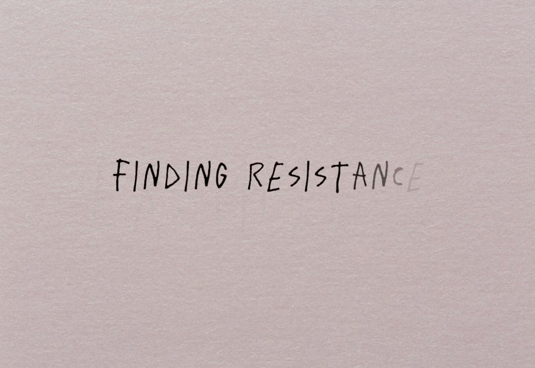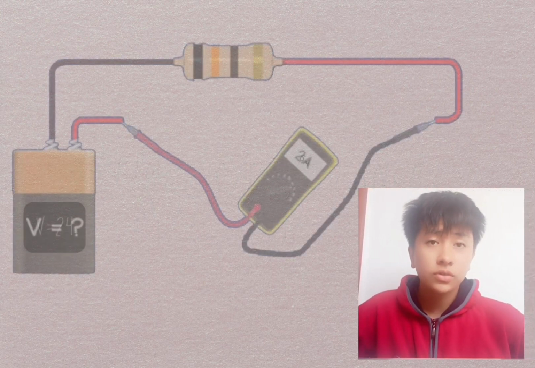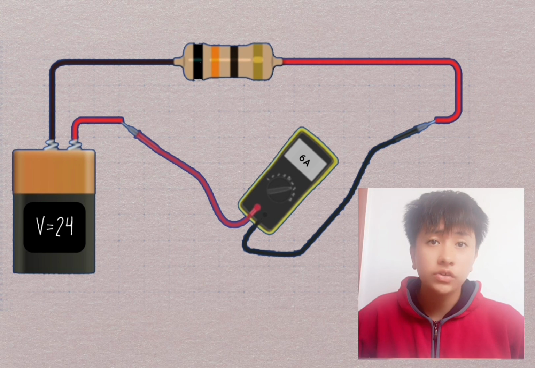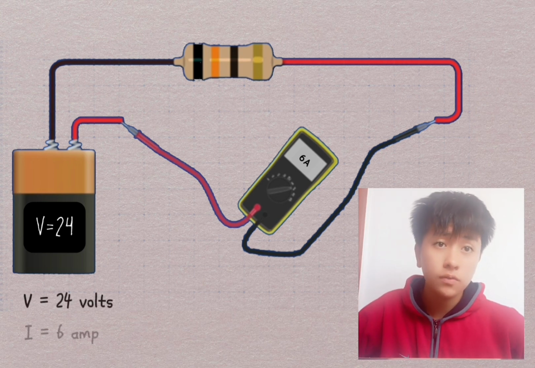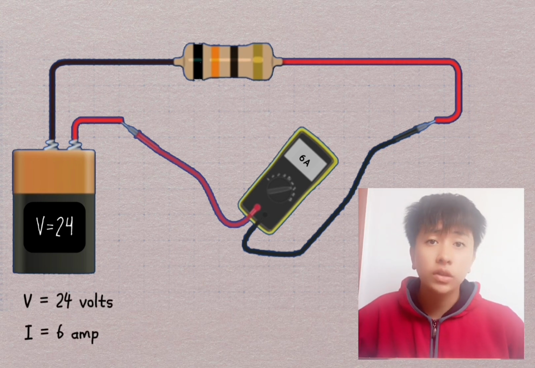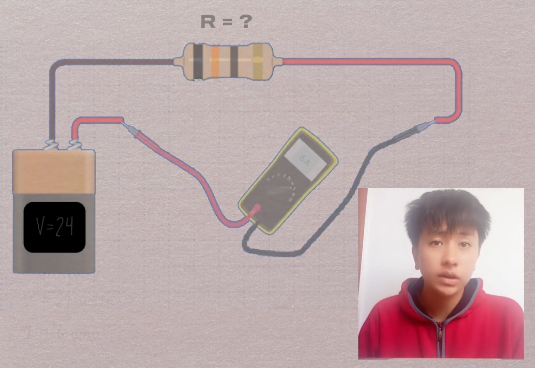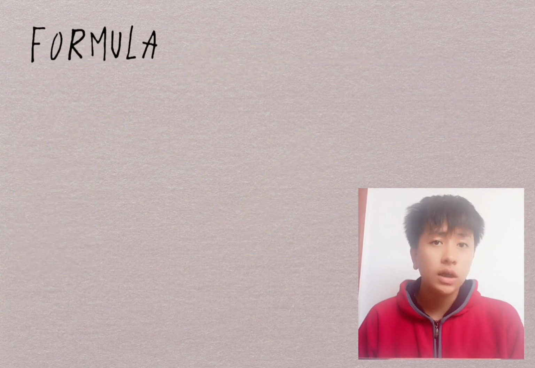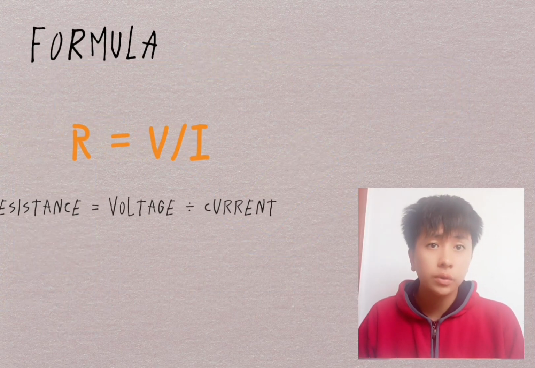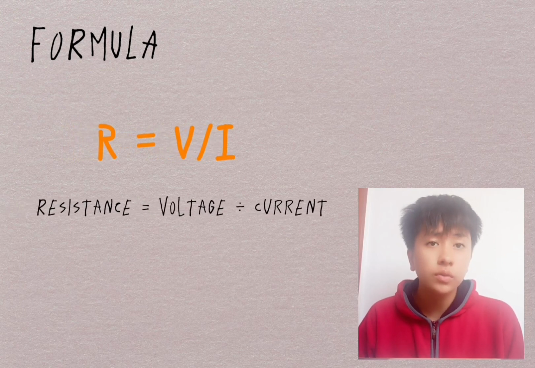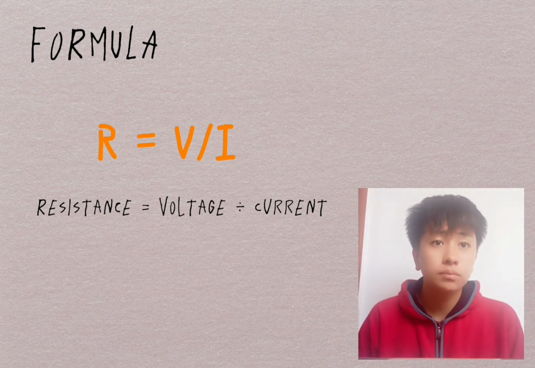Moving on to problem number 3, where we'll be finding the resistance, or the R. Let's consider a circuit with a voltage of 24 volts and a current of 6 amperes. Based on the given, what is the resistance of the circuit? For the formula, we will be using Ohm's law, where we find R equals volts divided by the current, or the amperes.